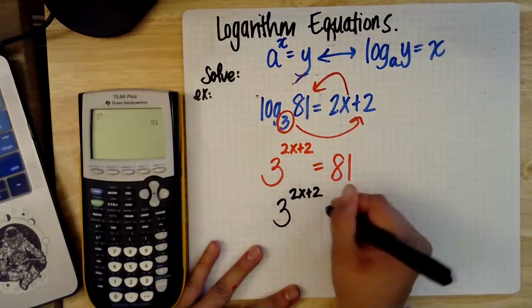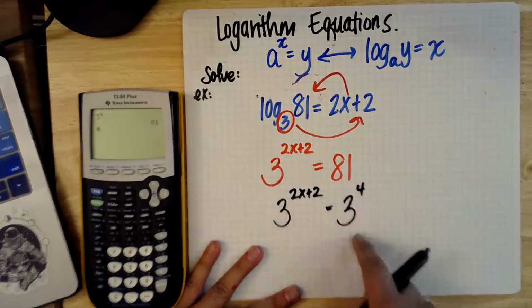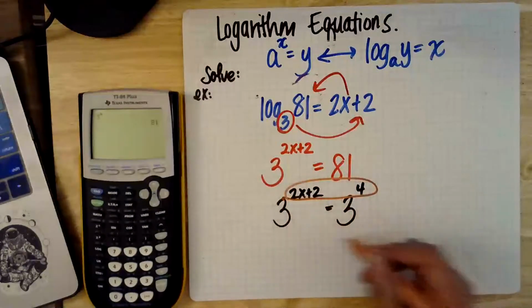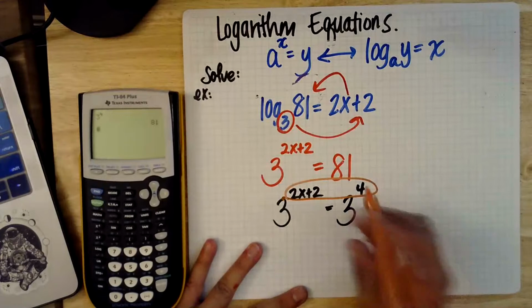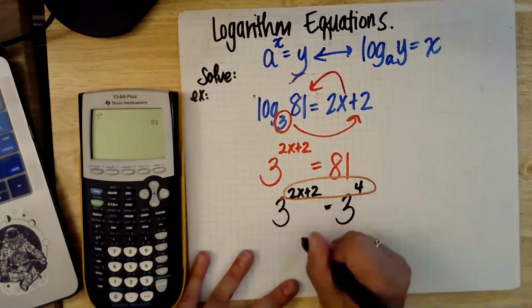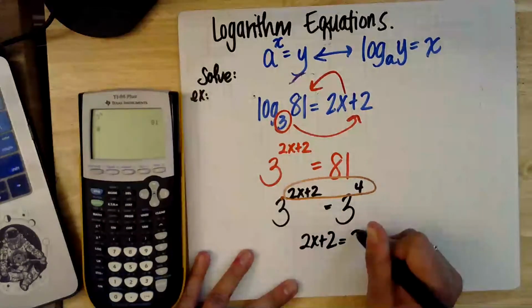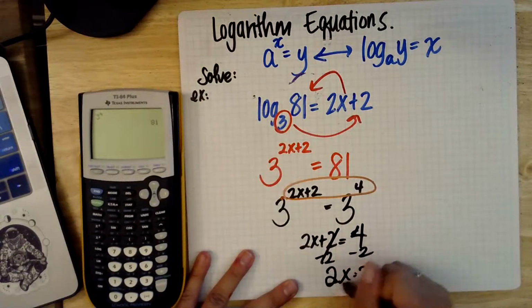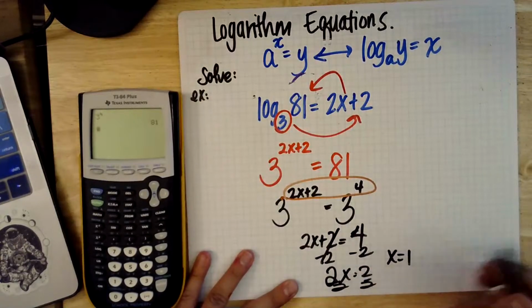I now let that equal to the same base. Now that I do have the same base, I'm able to just do the analysis of the power. So I recognize that I now have 2x plus 2 equals 4. I'm going to use basic algebra to solve for this, and this gives me x equals 1.